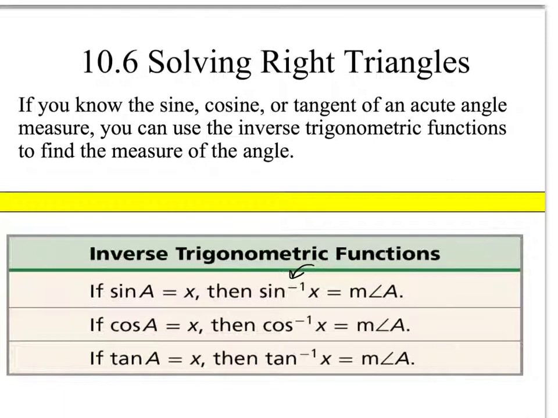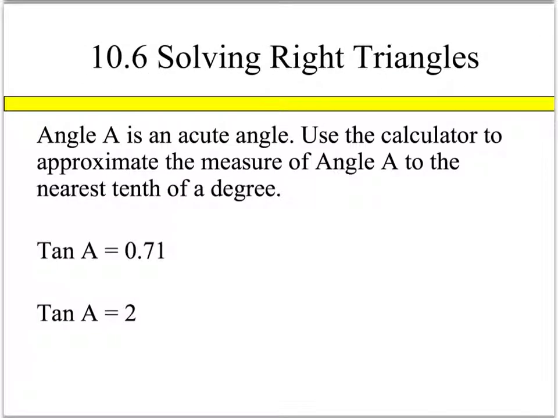Okay, so we're going to try a couple. So angle A, please write this down. Make sure you write down the directions as well. If you don't want to write angle, just remember, you can do that angle symbol, same thing there. Okay, it says angle A is an acute angle. Use the calculator to approximate the measure of angle A to the nearest tenth of a degree.